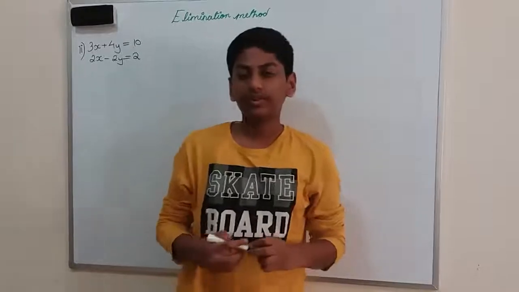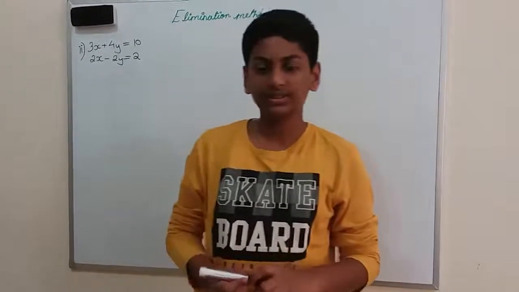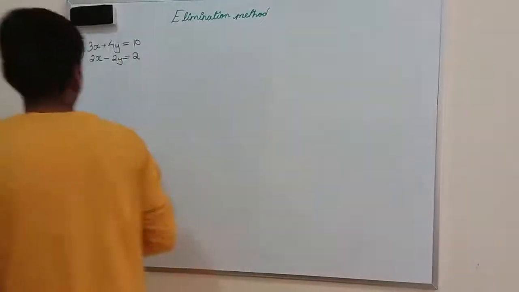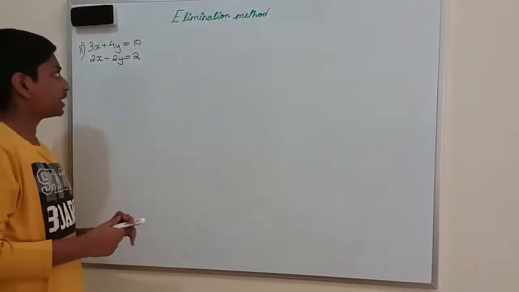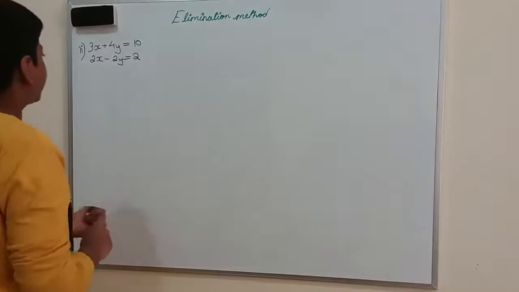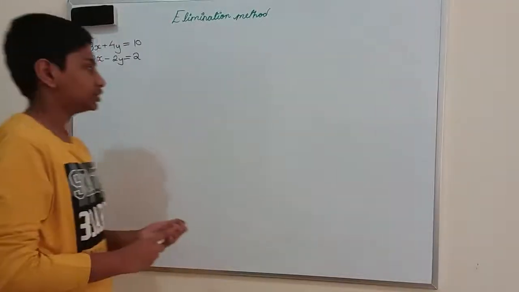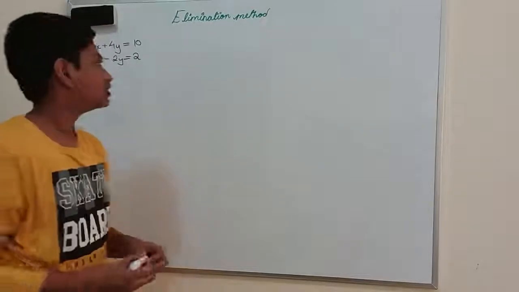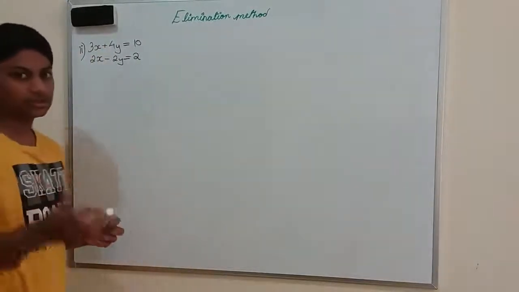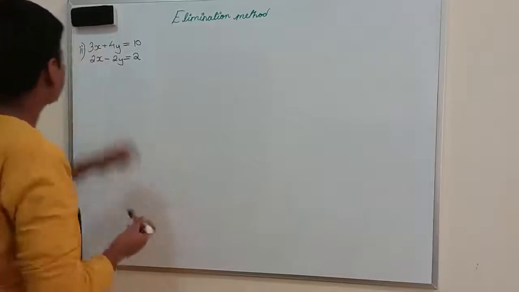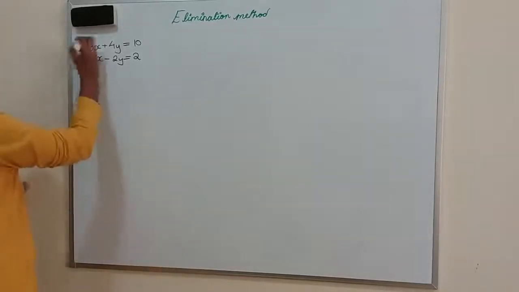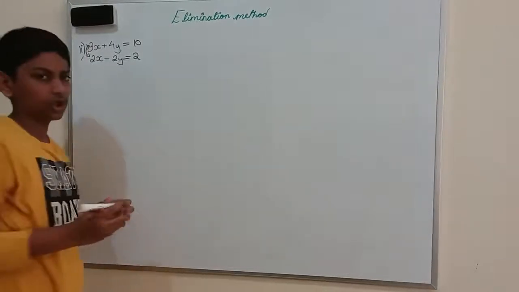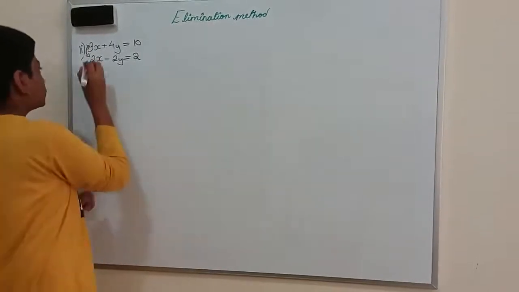Okay, now let's solve a small problem under this elimination method. Now I have here 3x plus 4y equal to 10 and 2x minus 2y equal to 2. So in this pair nothing is common, so I should make them common. To make them common, I should multiply them. So here 3 and 2 are there. What will be common if I multiply them reversely? I can get 6x as common. So I'll do it.